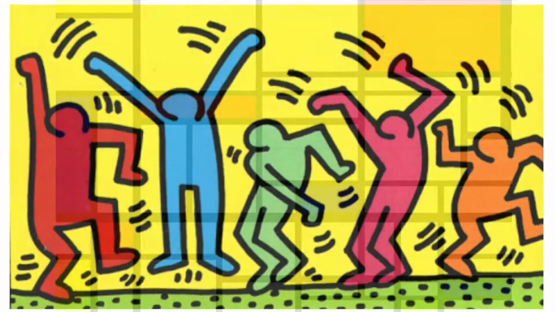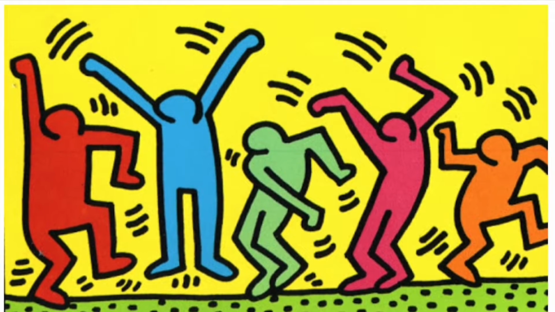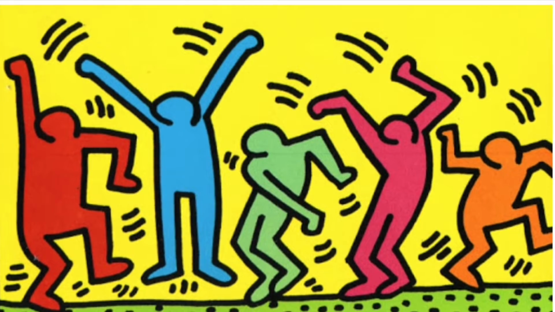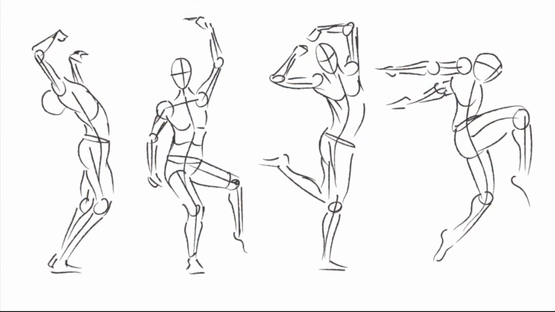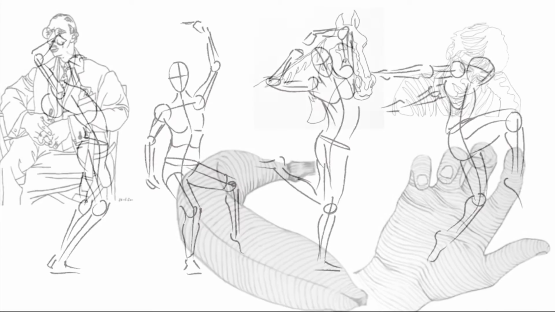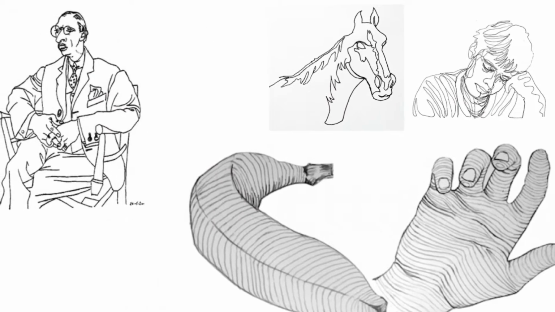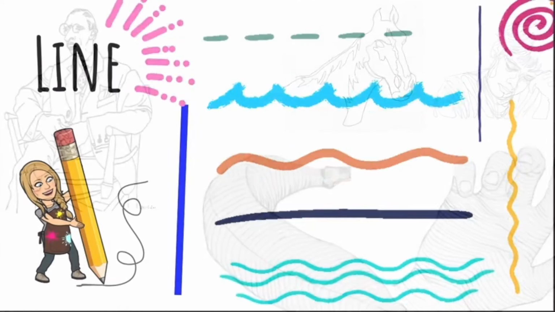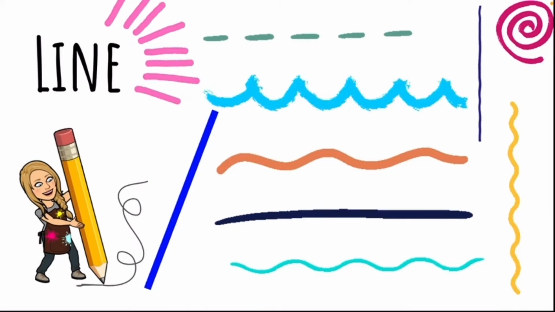Lines can be used to define shapes and figures, but also to indicate motion, emotion, and other elements. The outlines of an object that show the general shape and not too many details is called the contour line. Line is perhaps the most basic element of art.